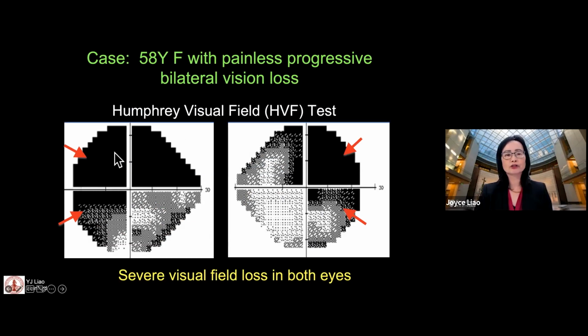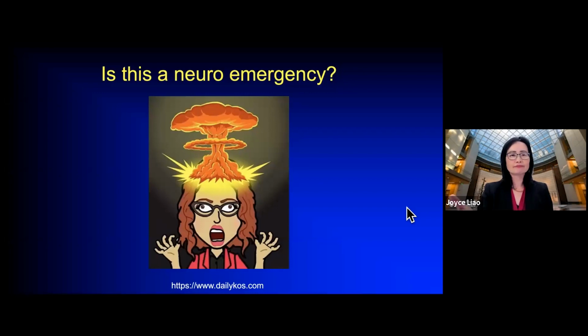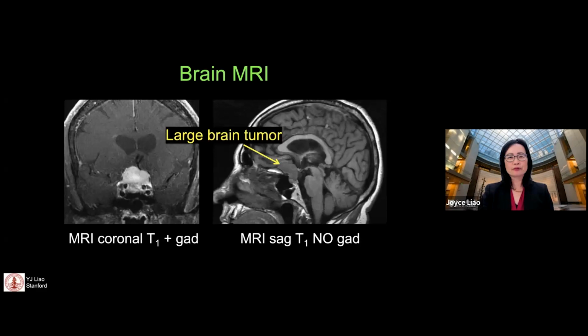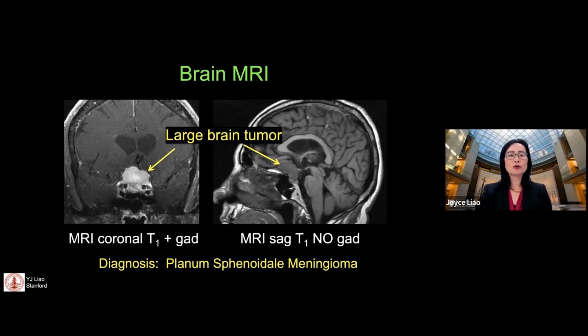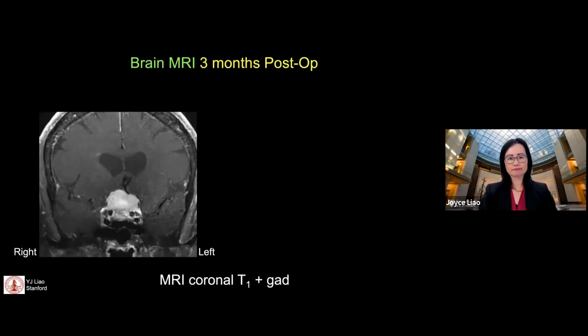You can see areas that are dark in the left eye and the right eye, indicating that there's already severe vision loss. So it's not just the central vision that was affected, the peripheral vision was also affected. So this is a neuroemergency, and we performed a brain imaging study, which indicated a large brain tumor. This is specifically a meningioma at the base of the brain. And this meningioma, which is typically a benign growth, was slowly compressing and crushing the visual pathway as it goes from eye to the brain.